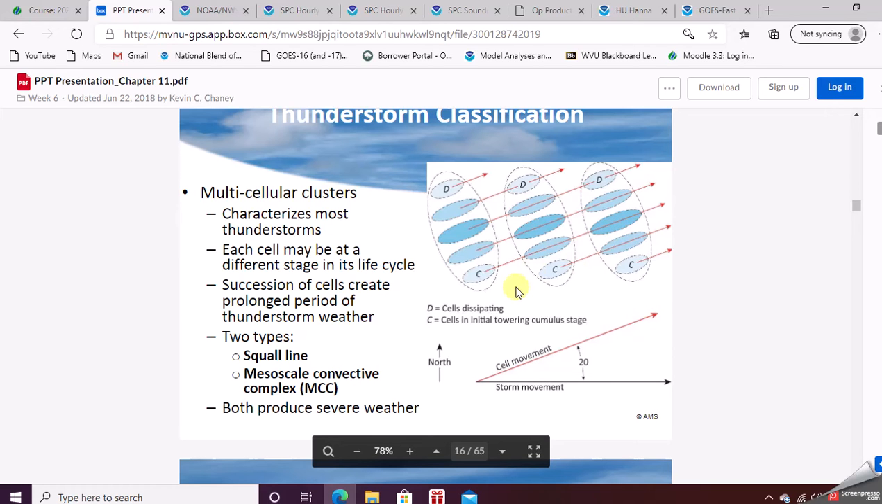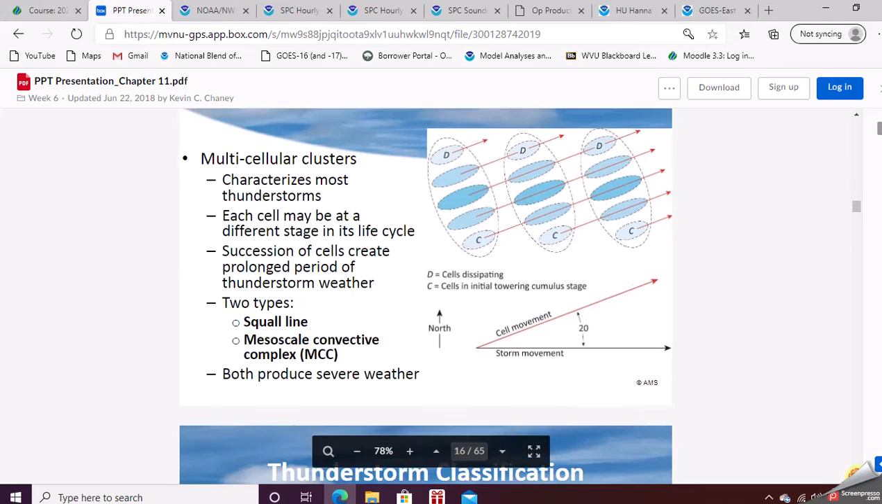So multi-cell or mesoscale convective complexes, or squall lines many times called, are very much where you have several cells in various stages going over your house.